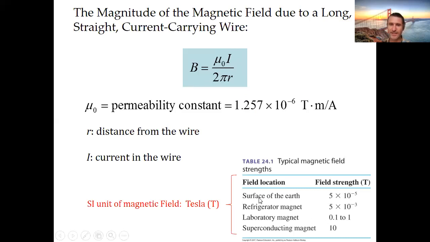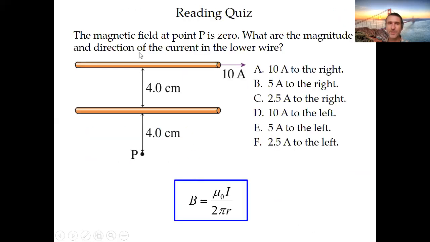To give you an idea, the surface of the Earth has a very small magnetic field, even smaller, two orders of magnitude smaller than a refrigerator magnet. And it's also possible to go really strong, almost 1,000,000 times stronger, if you use a superconducting magnet. Okay, so let's go back to this question here.